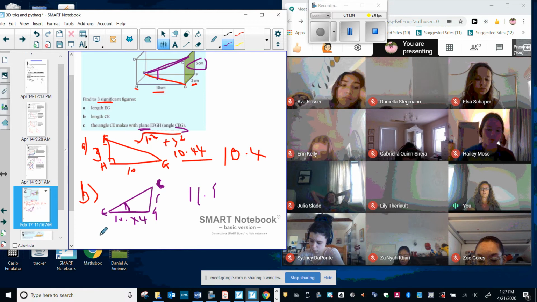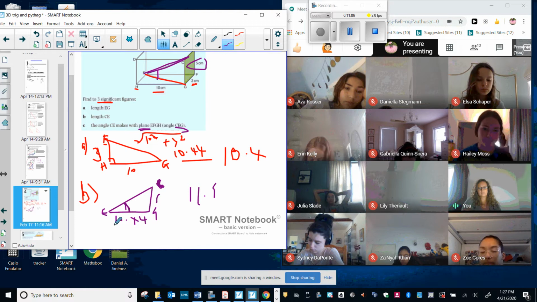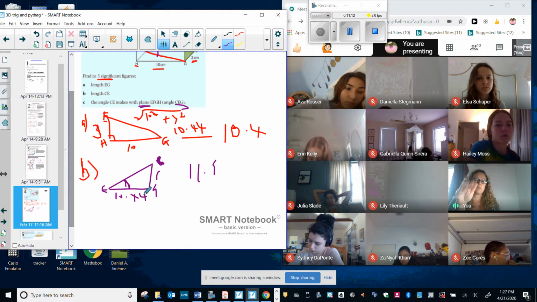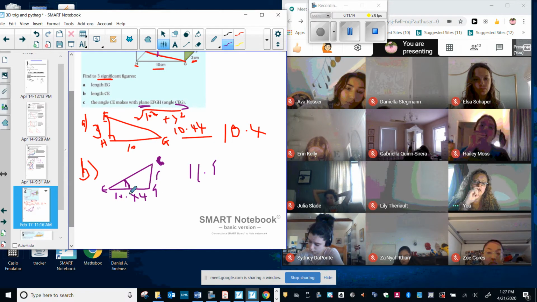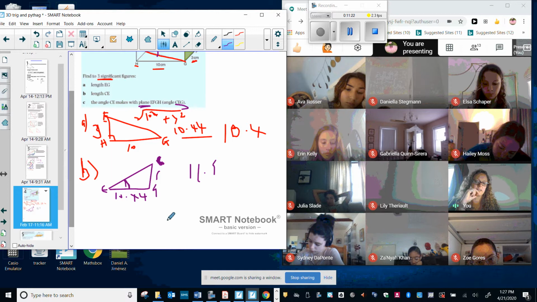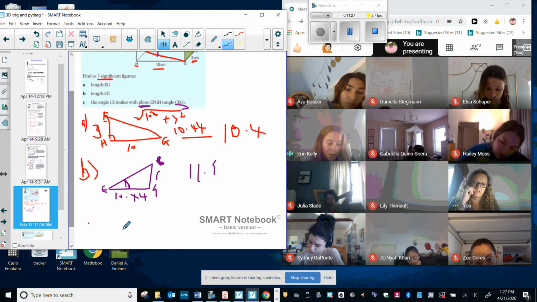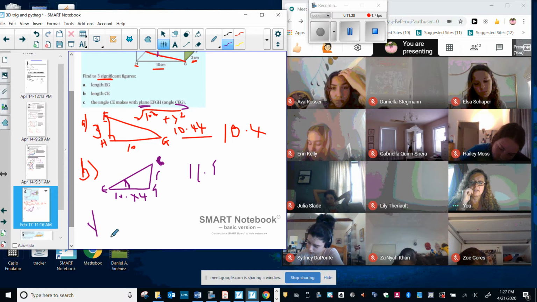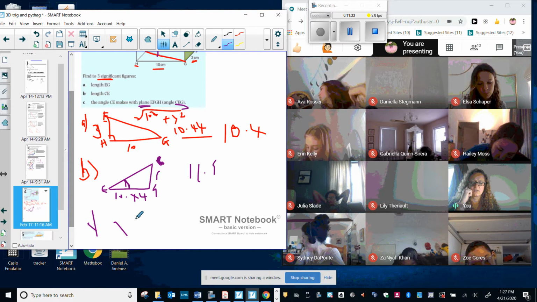It's too painful for me to write this, but obviously you would write, if we use sine, sine of the angle is 5 over 11.5, and then inverse sine to find the angle. So did anyone have that? Has anyone done that ahead? I got 25.3. So 25.3 is the answer.